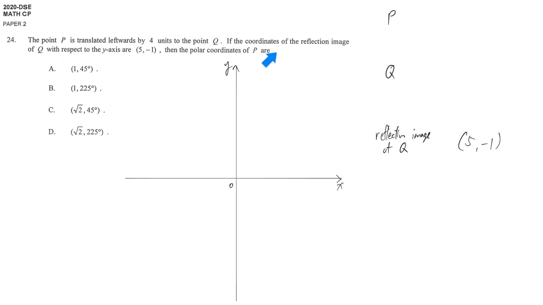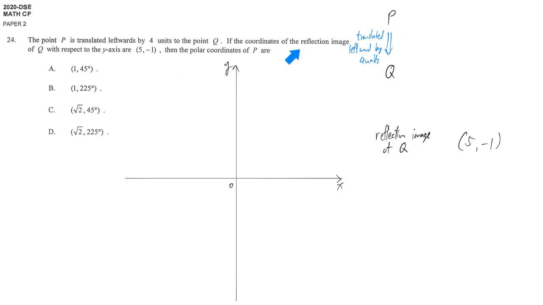In this type of question, make sure you read the sentence very carefully. Otherwise, it's quite confusing. In this question, there are 3 points involved. P is the original point, translated leftward by 4 units, and then becomes point Q. So we had better mark down the relation between them.